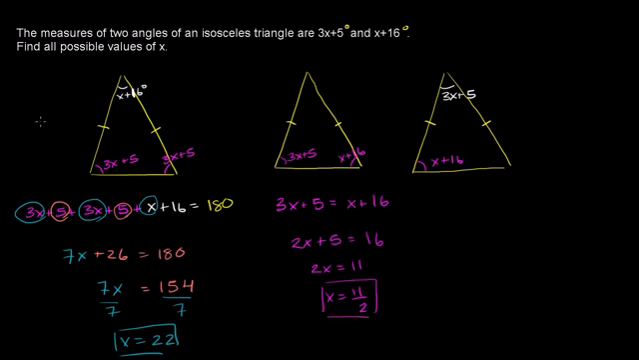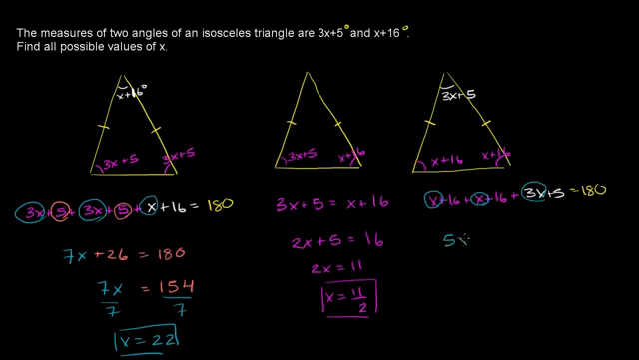And then we do our third scenario right over here. If this base angle is x plus 16, then this base angle right over here is also going to be x plus 16. They are congruent. And then we can do the same thing that we did for the first scenario. All of these angles are going to have to add up to 180 degrees. So we have x plus 16 plus x plus 16 plus 3x plus 5 plus 3x plus 5. When you add them all together, you're going to get 180 degrees. Now let's add up all the x terms. x plus x is 2x plus 3x is 5x.